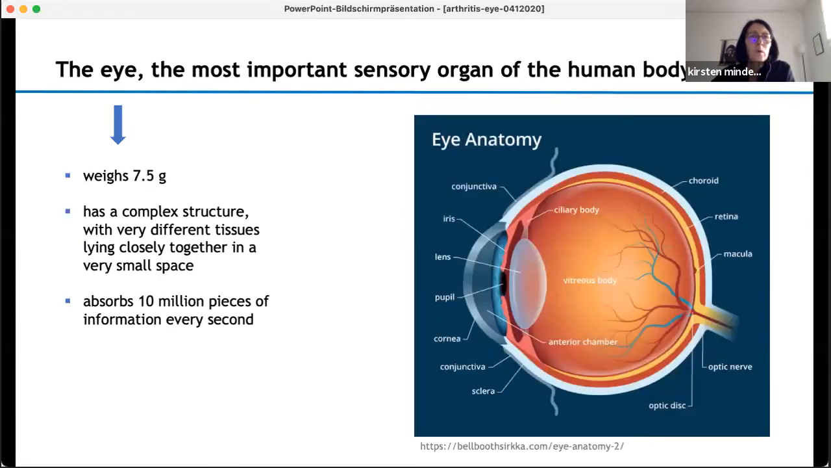So you may wonder why it's becoming so special now in this rheumatological session and what a pediatrician has to do with the eye. Normally, ophthalmologists take care of this lightweight, complex, very important sensory organ of our body that absorbs 10 million pieces of information every second and transmits them to the brain.